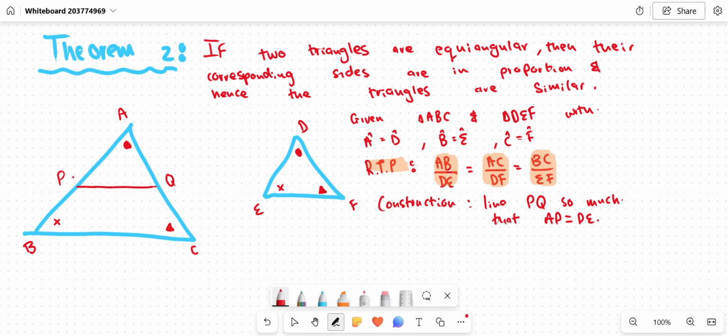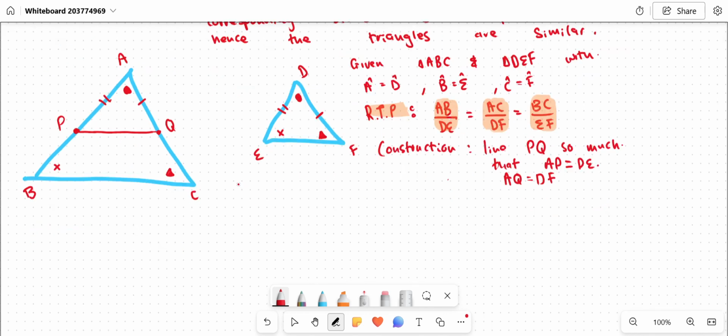So what am I saying? I want to draw a point here so much so that this distance here is the same as that distance there. And I want to draw another point here called Q, so much so that AQ is equal to DF. So I want these sides to also be equal to each other. So I'm basically drawing the smaller triangle inside of the bigger triangle. And then I start with the proof. The first statement I'm going to prove is that these two triangles are in fact congruent to each other.